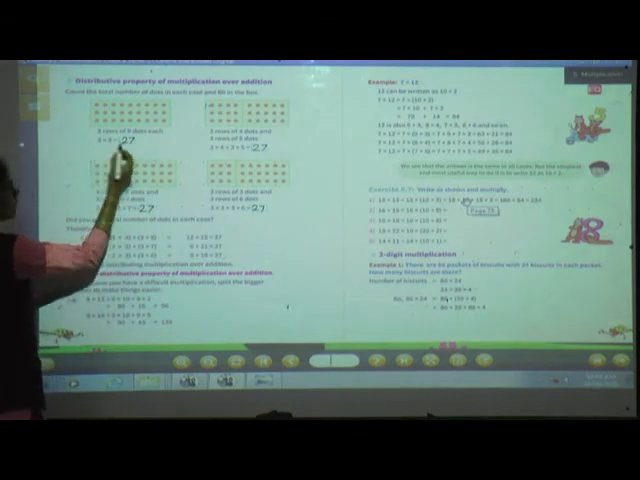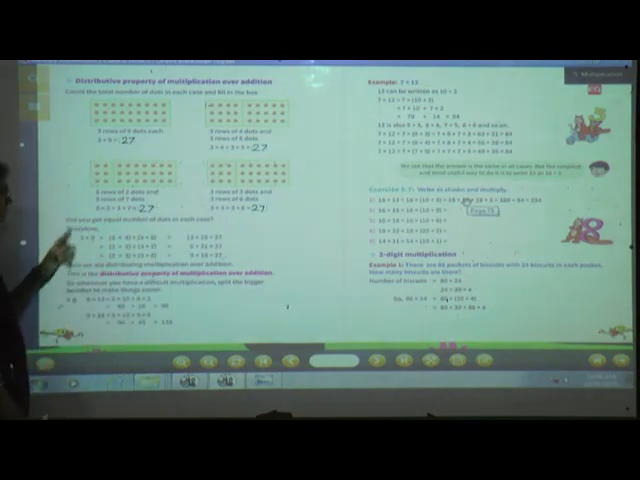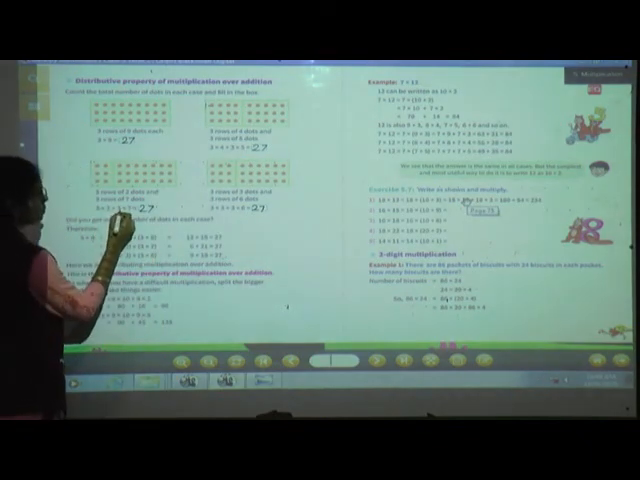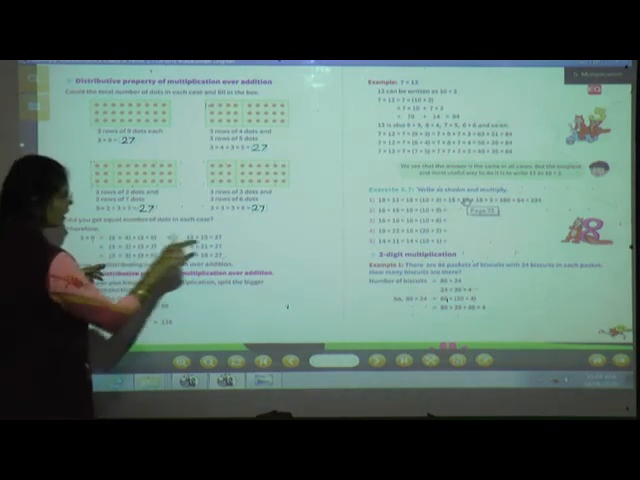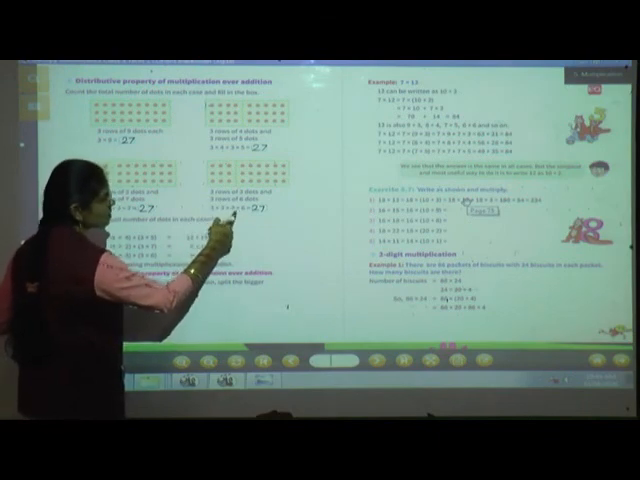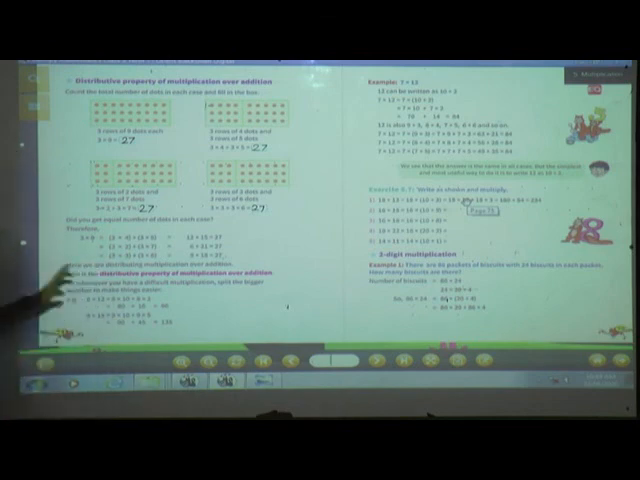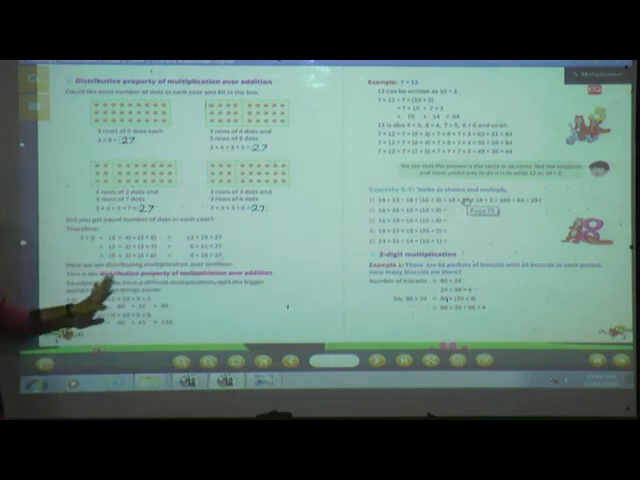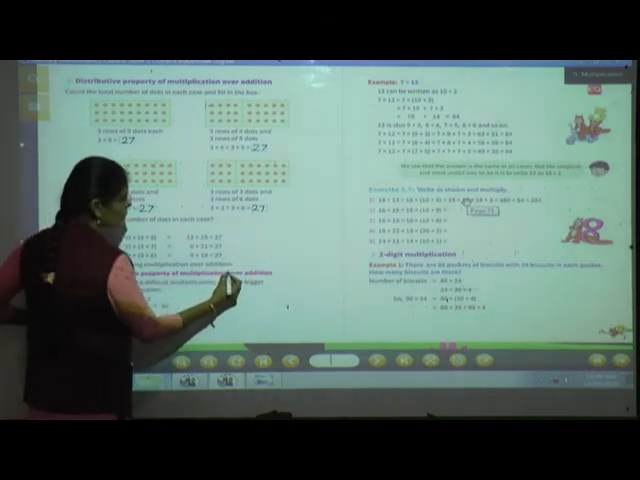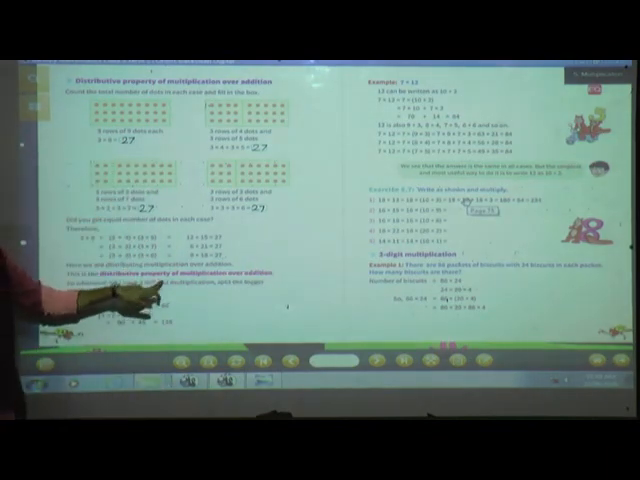So 3 into 9 is equal to 3 into 4 plus 3 into 5. Then it is equal to 3 into 2 plus 3 into 7. Why? Because here also we got the same answer. Again, one more equation is there: 3 into 3 plus 3 into 6. Here also we got 27. Okay, here we are distributing multiplication over addition, and this is called the distributive property of multiplication over addition.